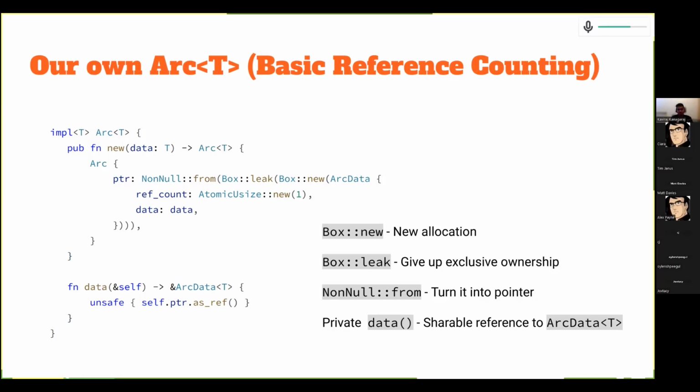And also, we have a helper function called data, which converts this NonNull pointer to a shared reference of ArcData. The reason being, it's a helper function because we use this ArcData shared reference in a lot of places, in the Deref implementation, in drop, or in clone. Not clone, maybe drop, I guess. But yes, we also use it in deref. So it's a nice helper to have. And this is private, by the way. No user can access this data through the public API.